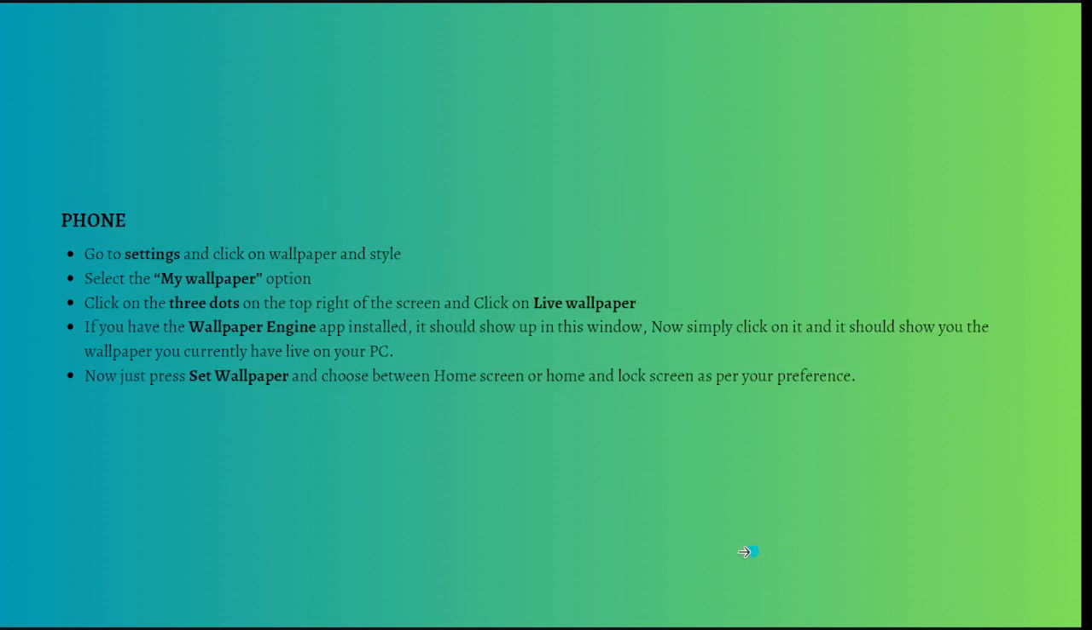And these are the steps if you're using a phone. On your phone, you need to go to your settings and then click on Wallpaper and style. Then simply select the My wallpaper option, click on the three dots on the top right corner of the screen, and click on Live wallpaper. If you have the Wallpaper Engine app installed, it should show up in this window. Now simply click on it and it should show you the wallpaper you currently have live on your PC.